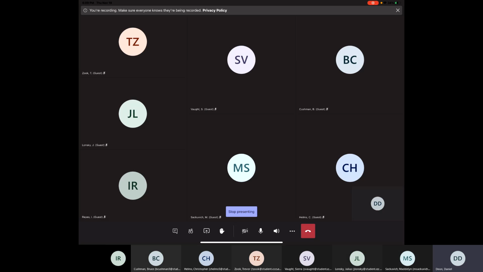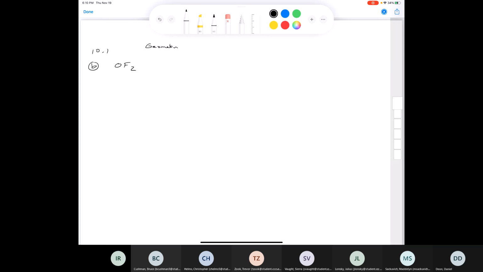Here we go. So let's try this example, 10.1b. Let's write it down here. This is example 10.1 B, and we want to determine the geometry of OF2. When it says predict geometry, geometry is the same thing as saying predict the molecular geometry. Well, the first thing we need to do is draw a Lewis structure for OF2.